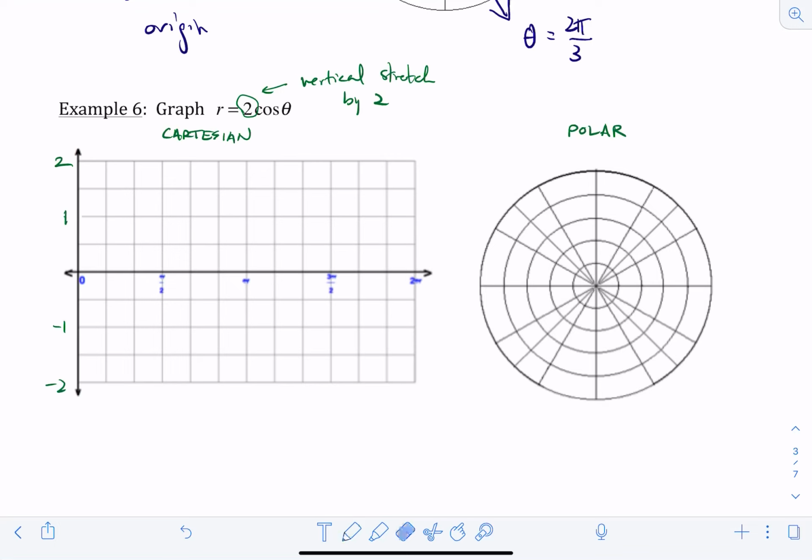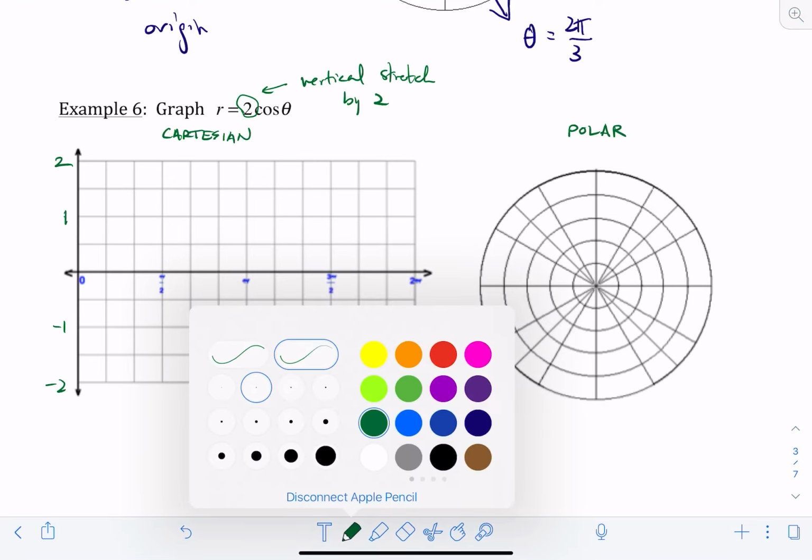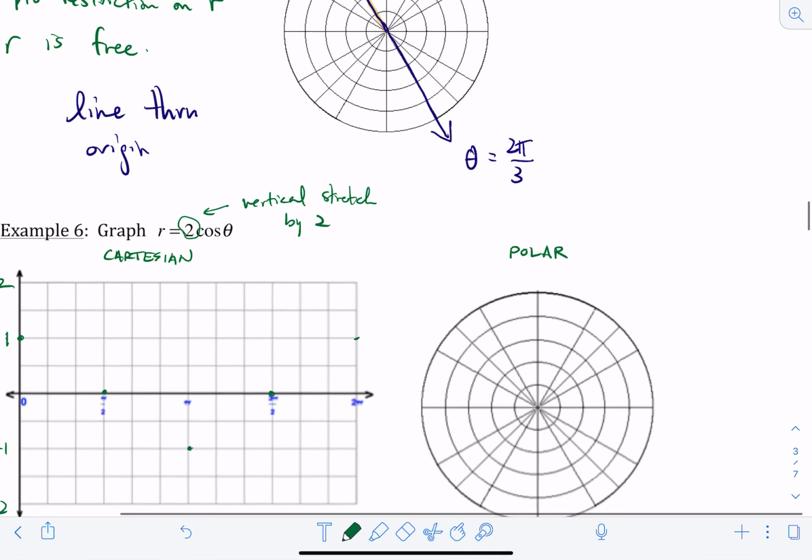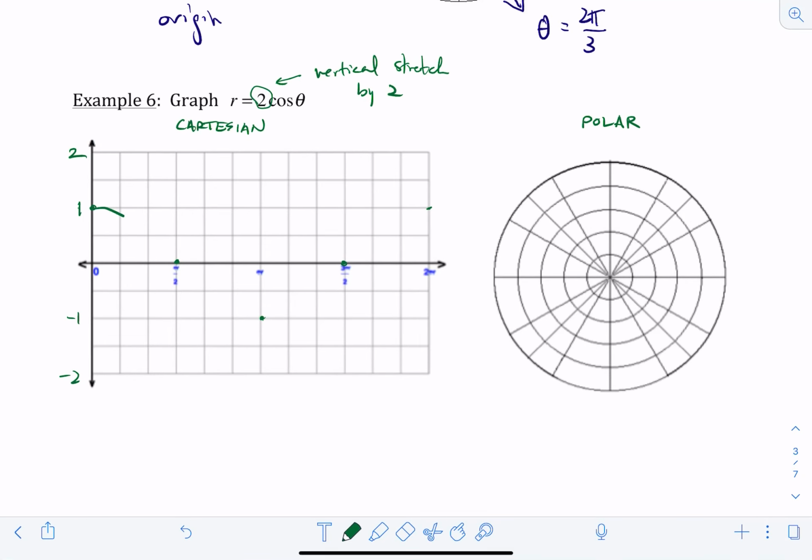Cosine starts at 1. We'll do it in green. Then it goes to 0. Then it goes down to negative 1. Then it goes back up to 0. Then it goes up to 1. So one period of cosine looks like this.